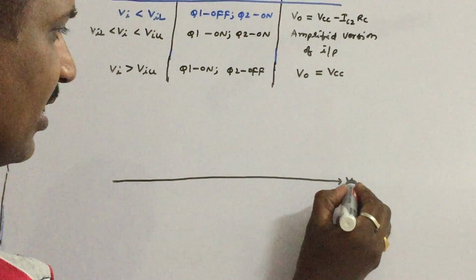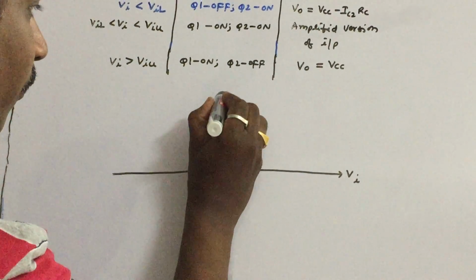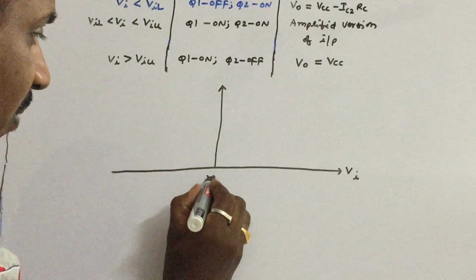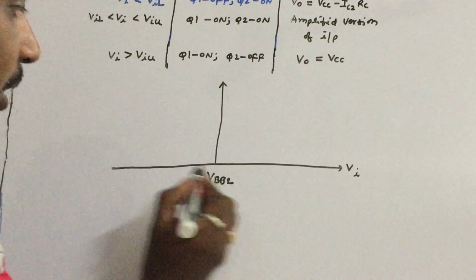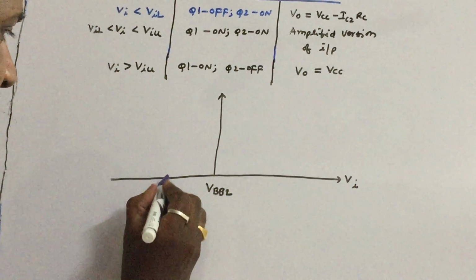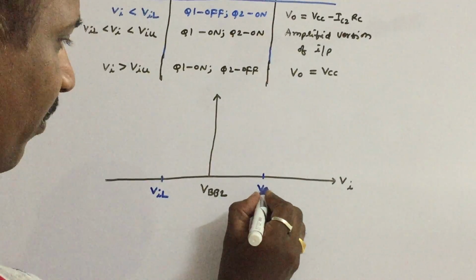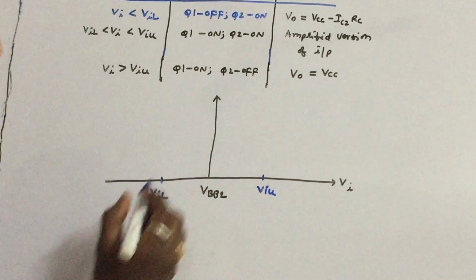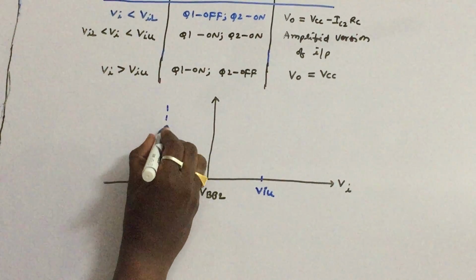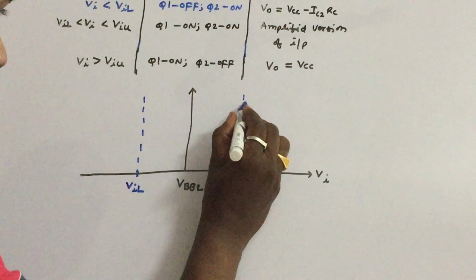Transfer characteristics. Say this is your input voltage. Somewhere locate. So this is VBB2. You have to mention VBB2 here. So let us take two limits. Say this is VIL, lower limit. Say this is your upper limit, VIU, upper limit. Just mention these two levels with the dotted lines.